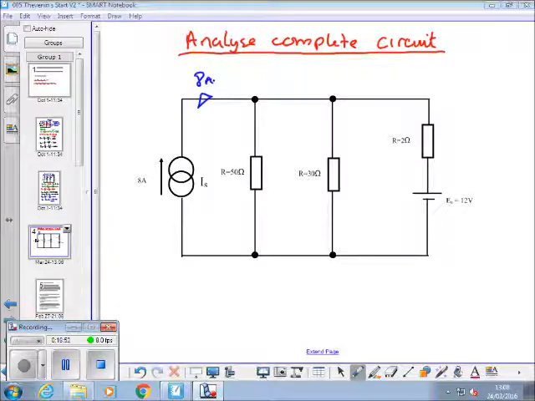What was the current I1A? How much was it? 0.29 amps. I3A was down. And what was that? 0.48 amps.